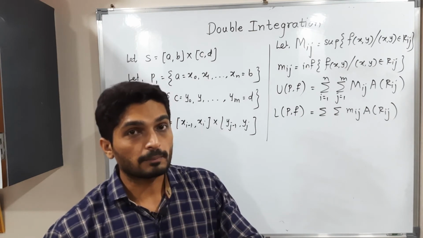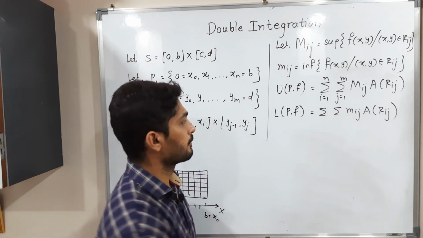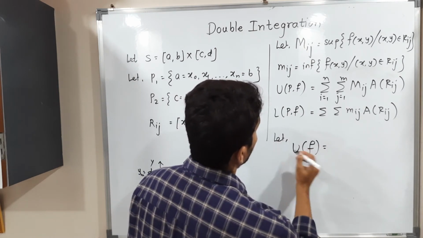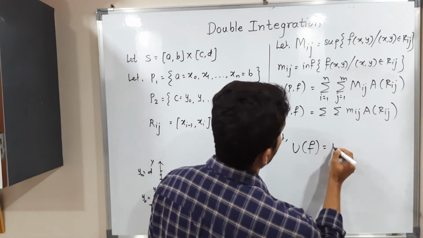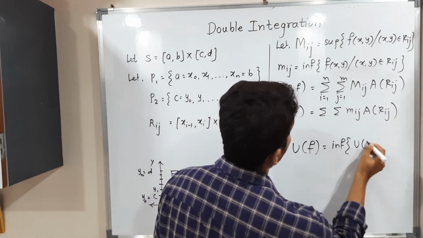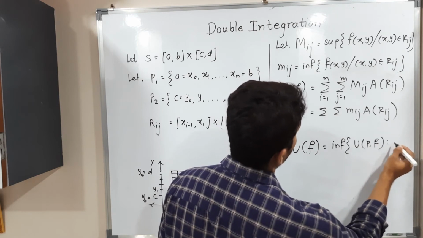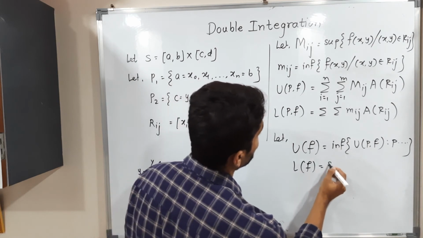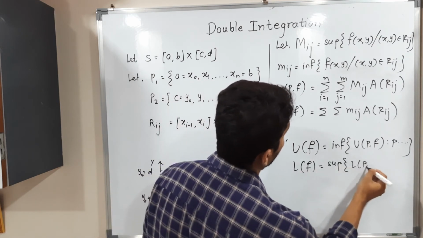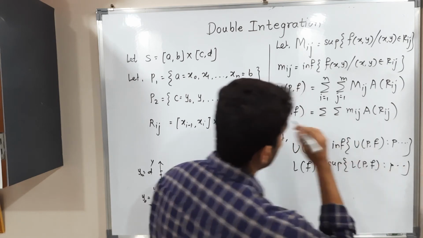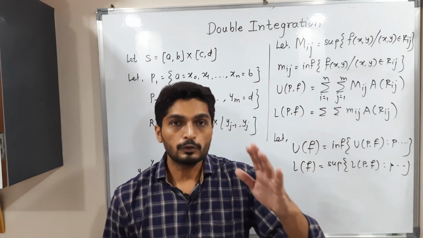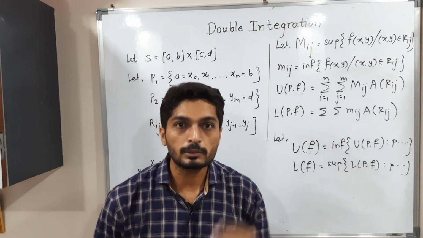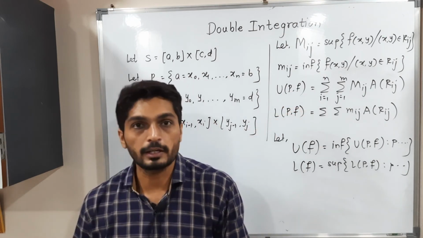So for different partitions, we are having different values of U(P,f) and L(P,f). For the upper sum, I will take the least value, and we'll denote it by U(f). U(f) is equal to the infimum of U(P,f), where P is a partition, simply P is a partition, and L(f) is equal to the supremum of L(P,f), where again P is a partition of this S. Whatever the upper sum, I'm taking the infimum of the upper sum, and for the lower sum, I'm taking the supremum of the lower sum. You are getting my point?